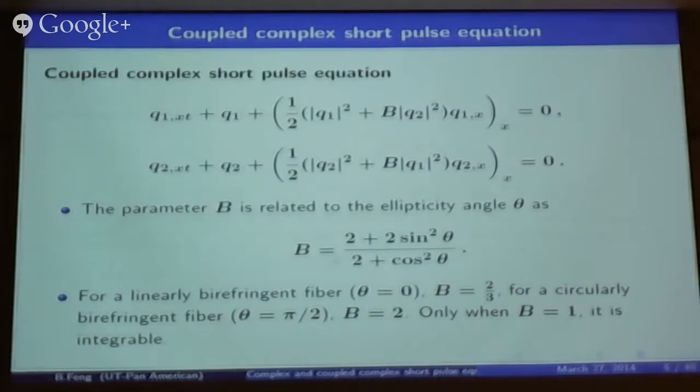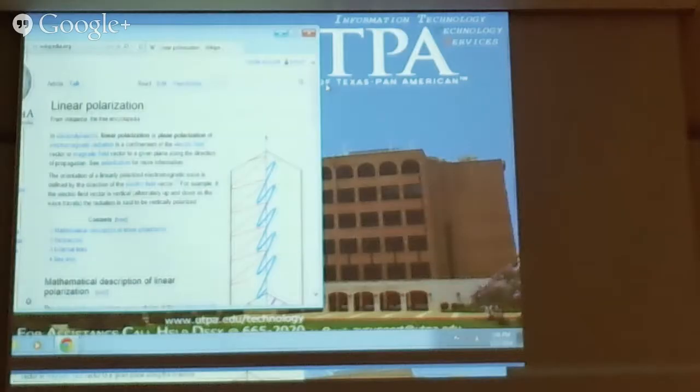And also, in optical pulses, especially in birefringent materials, we have to consider the two components, even when a single mode propagates along the optical fibers. Okay, maybe I can switch to here.